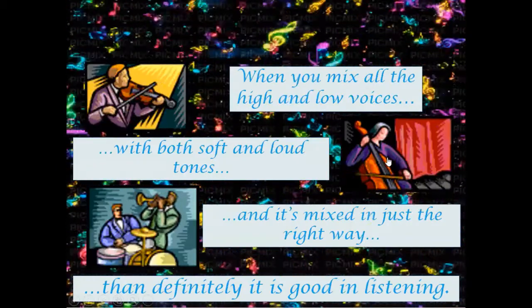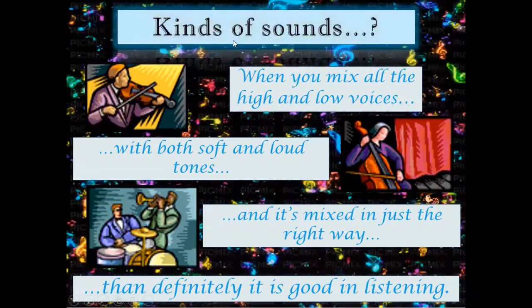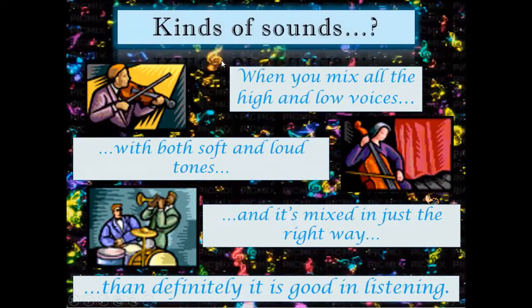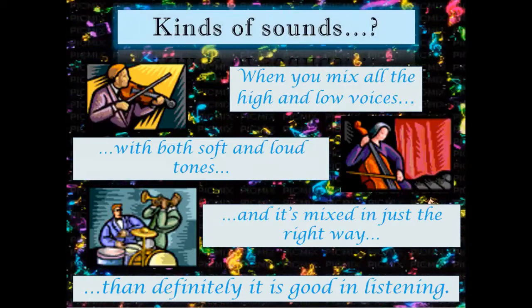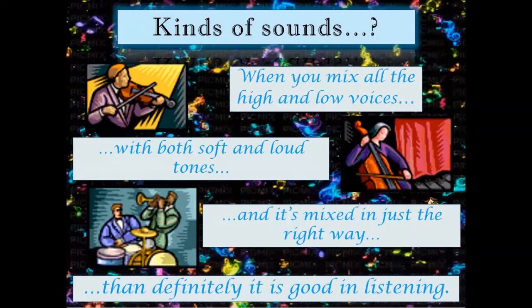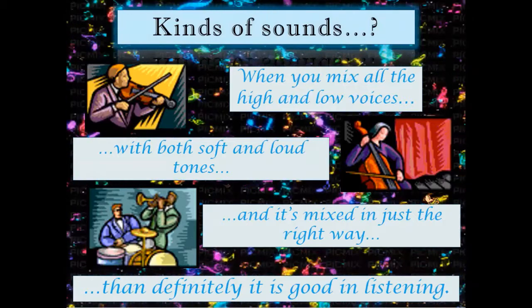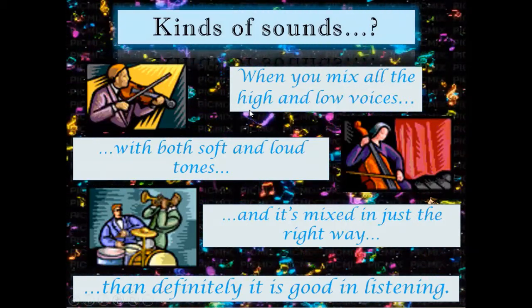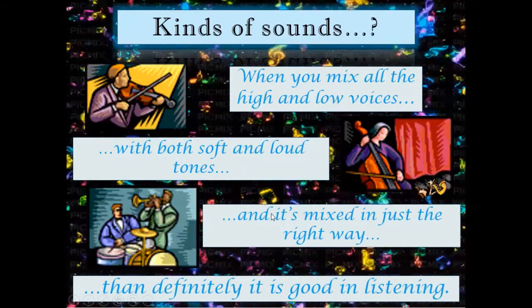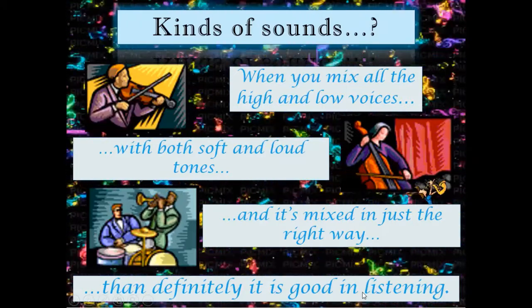Now students, we come to kinds of sounds. If we like a sound, we call it musical, right? And sounds which we find unpleasant are called noise. Musical sounds and noise are made by a number of different vibrations reaching our ears at the same time. For example, when you mix all the high and low voices with both soft and loud tones in just the right way, then definitely it is good in listening.